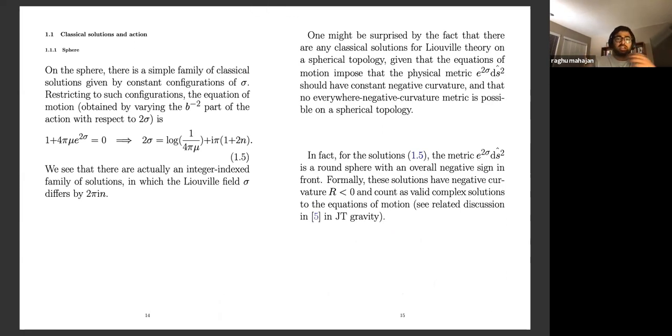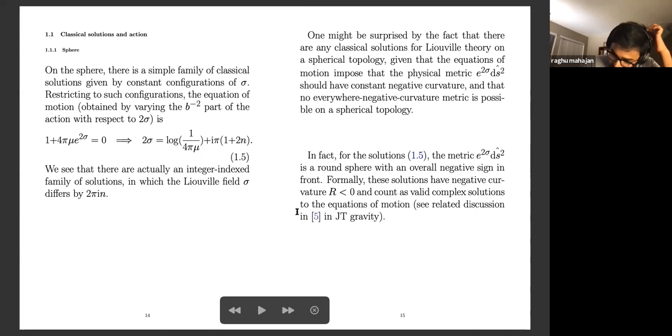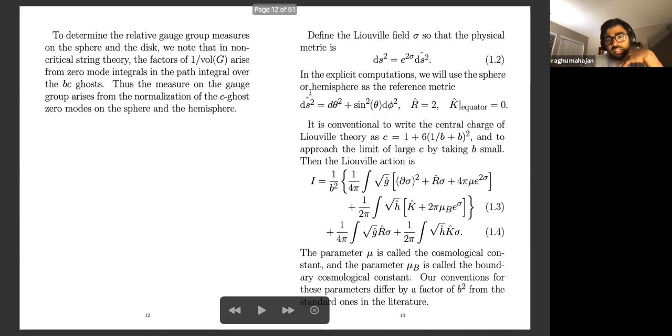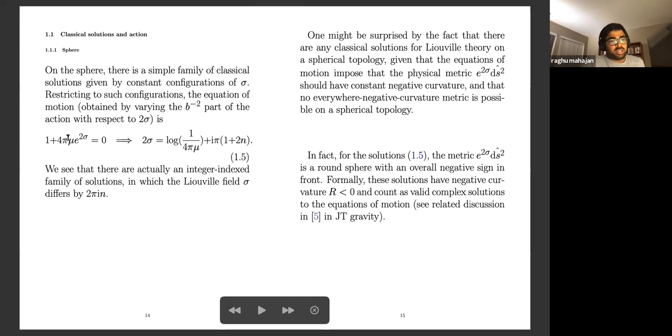Anyway, so now we get to the meat of it. So what are the saddle points? So on the sphere, you just find a saddle point, which is a constant. You vary this action. Don't worry about the kinetic term. Set r hat to 2, and it's just 1 + 4 pi mu e to the 2 sigma equals 0. Now, note that this means that e to the 2 sigma is negative. So it has an odd pi multiple of imaginary part.